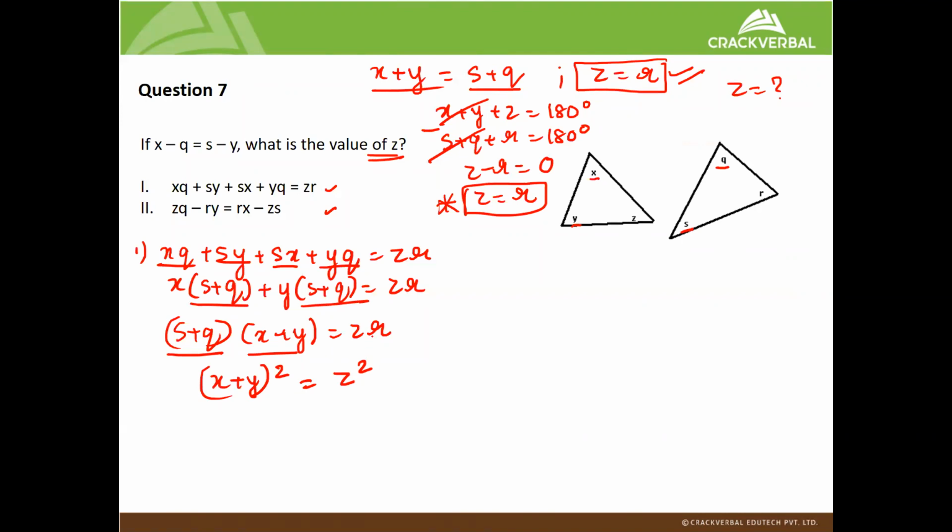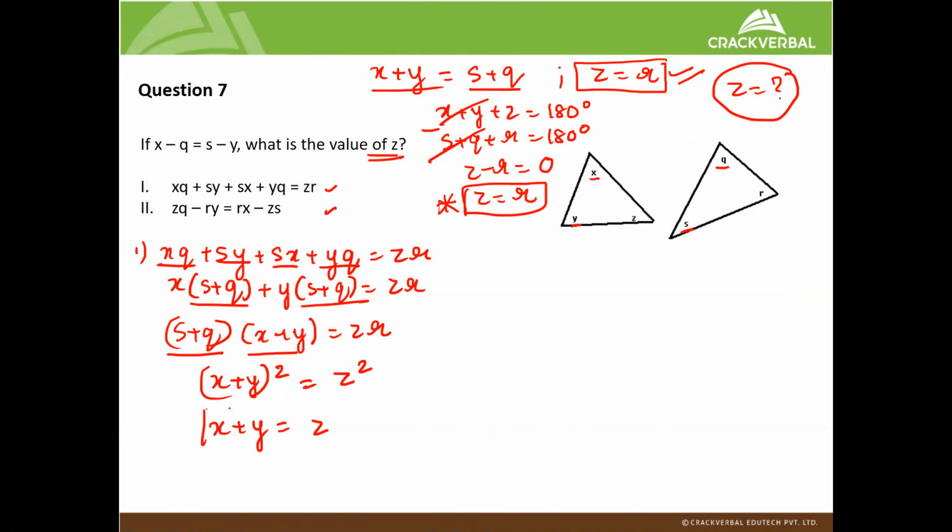Now, why didn't I replace z by r and get r square? Because the question is asking me for z, right? So I'm always looking to work towards the question. So I can just square both sides, square root both sides and say x plus y is equal to z, right? I can't have negative values for x, y, and z here, because they are angles at the end of the day.